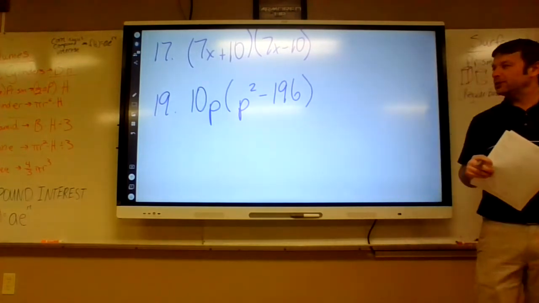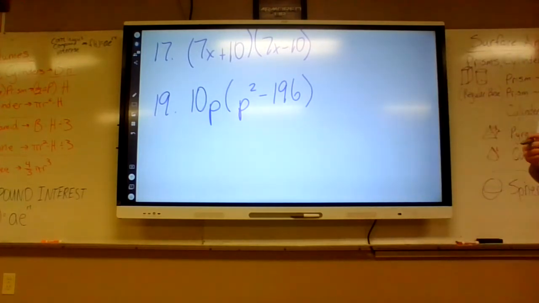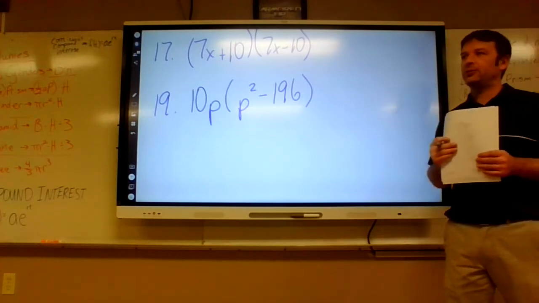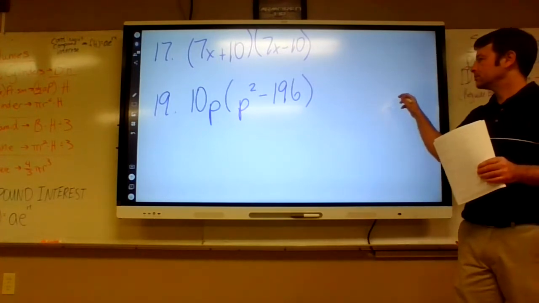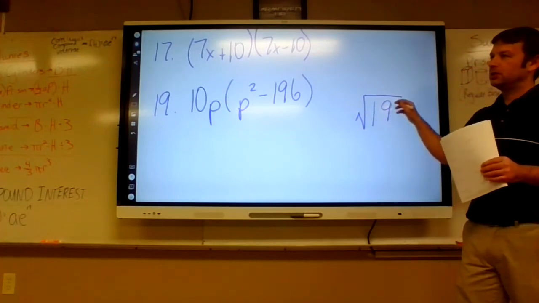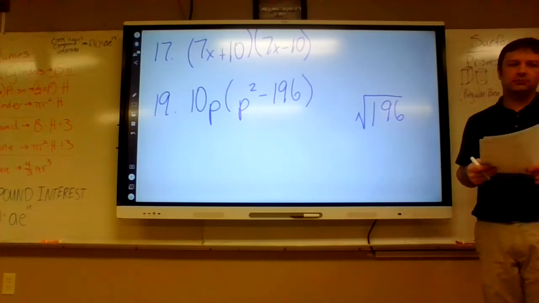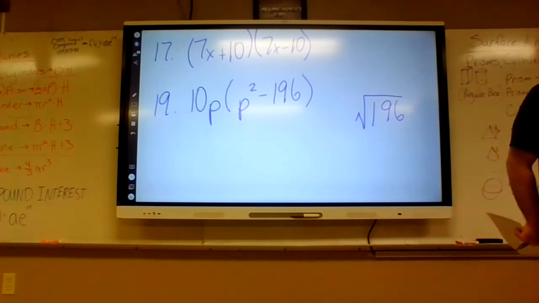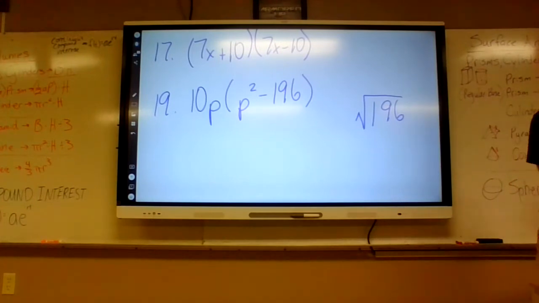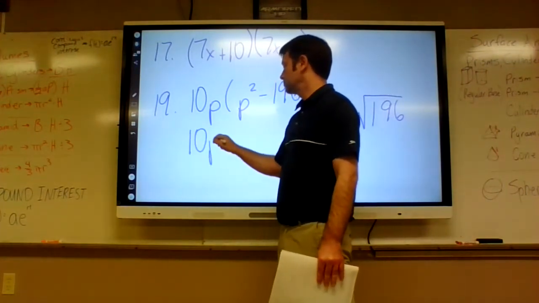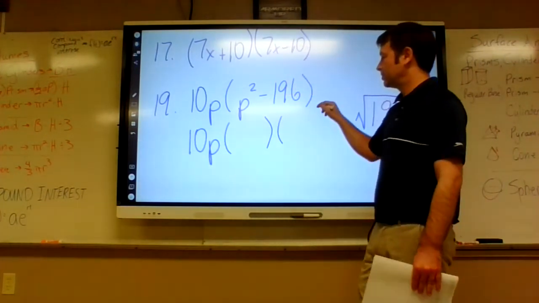Okay, is the parentheses a square minus a square? Is 196 a square number? Probably. How would we find out? Square root. What's the square root of 196? 14, yeah. So it is a square minus a square.